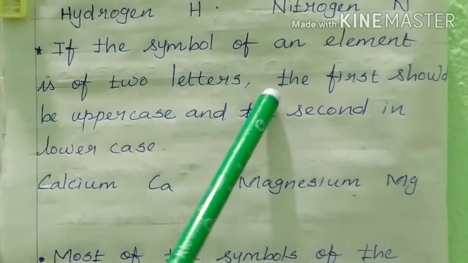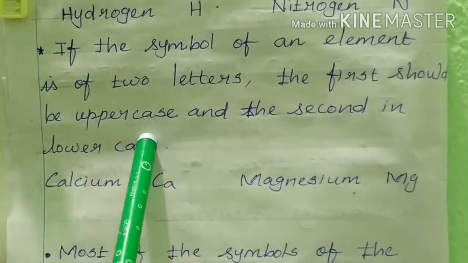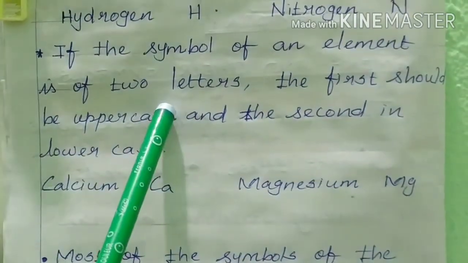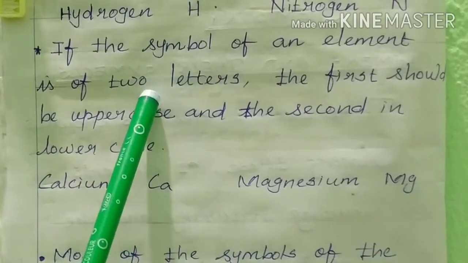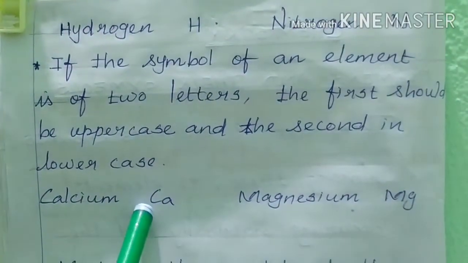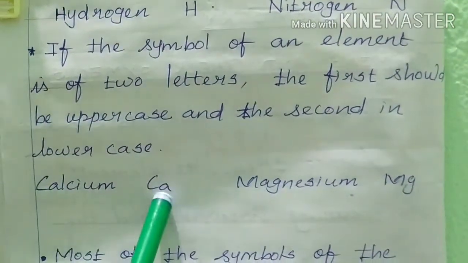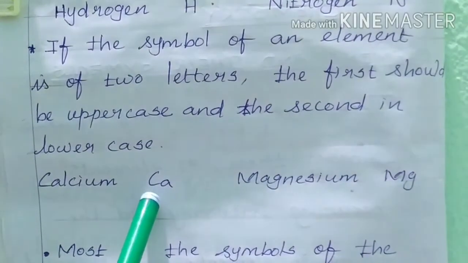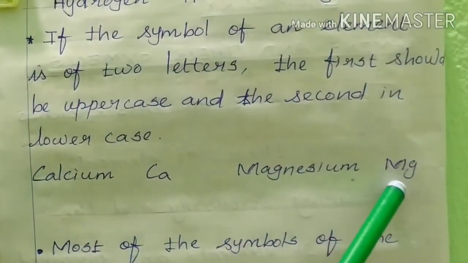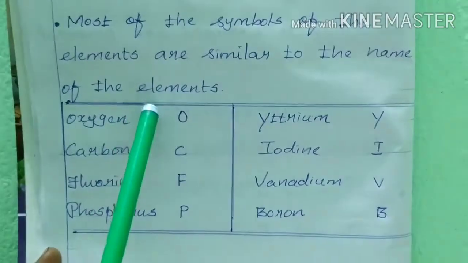Next rule: if the symbol of an element is of two letters, the first should be in uppercase and the second should be in lowercase. This is the second rule. If the symbol of the element is made up of two letters, the first letter should be a capital letter and the second a small letter. For example, calcium. The symbol of calcium is Ca. We have used the capital C and small a. Like that, the symbol of magnesium is Mg, capital M and small g.